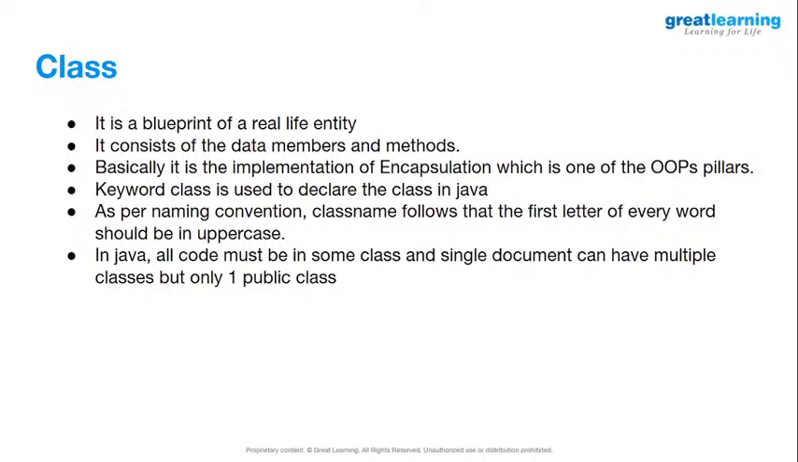What is a data member? Any variable that you have written, for example, int val equal to 5, is a data member. For example, float x equal to 5.5 is a data member. What are methods? For example, your printing, setters and getters, all of these are called methods. If a function is inside a class, it's not called a function, it's called a method. So what is the keyword that we use to declare a class? The keyword is class, okay?